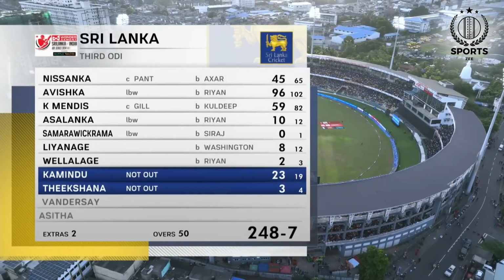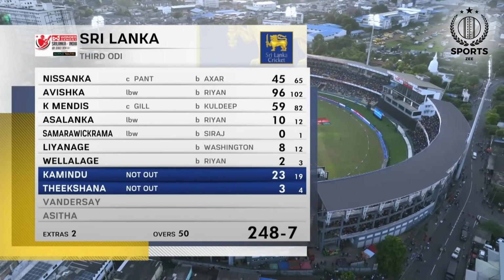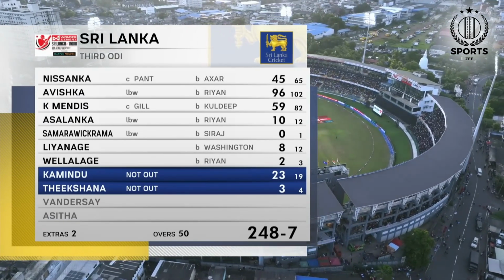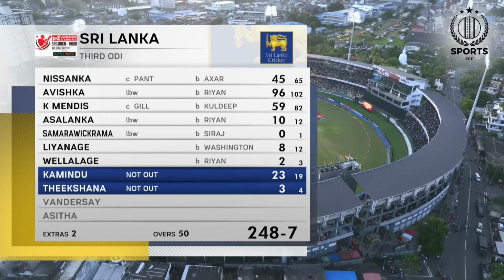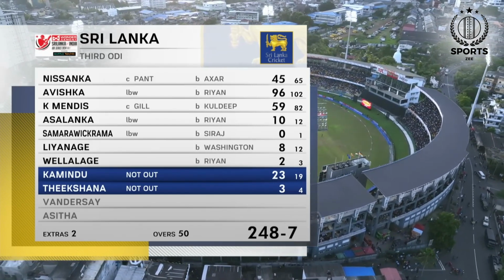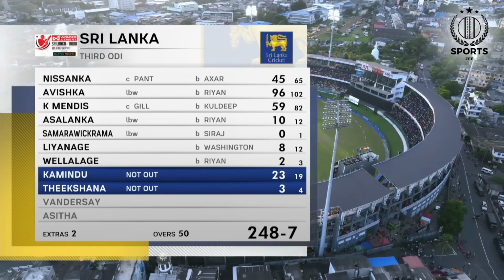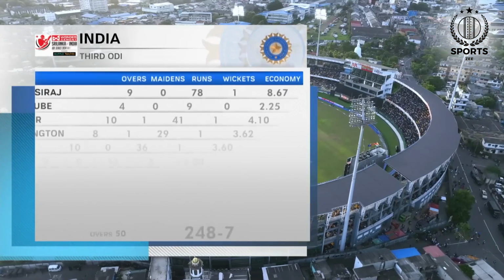Difficult chase for India. It all started with Pathum Nissanka, his brilliant boundaries in the powerplay. 45 off 65 for him. 96, unlucky. Avishka Fernando not to get to three figures. Was dismissed by Riyan Parag. Kusal Mendis was the pivotal part of the middle order. 59 off 82 for him and a cameo from Kamindu Mendis. So after 50 overs, it's 248 for 7.